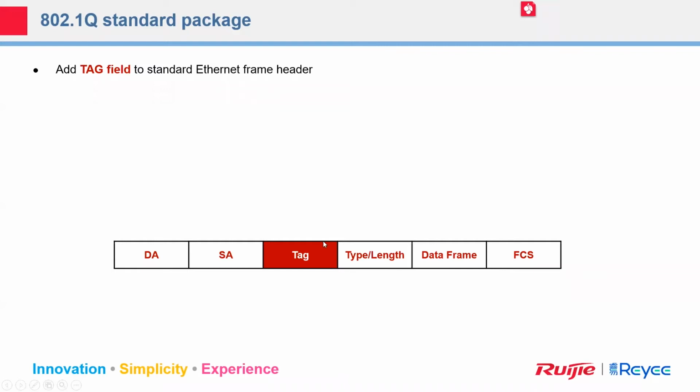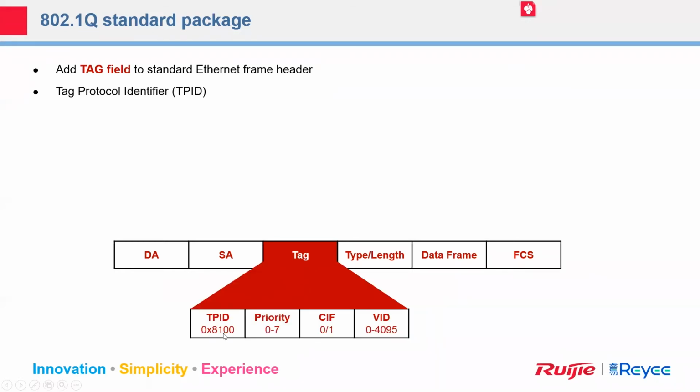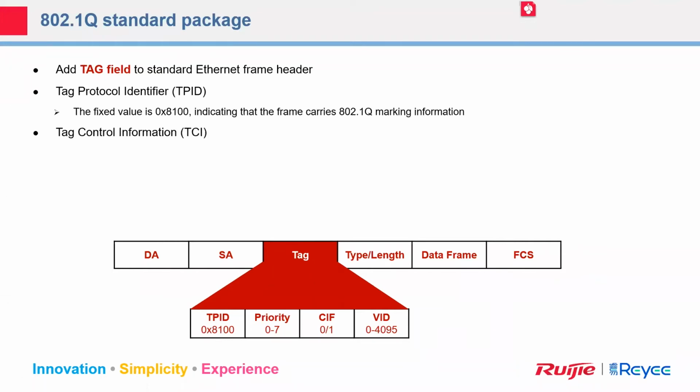If we add the tag, it will be located in the layer 2 header. And what's the information here? We have several parts. The first one is the TPID. This TPID value is fixed. The value is 8100. And the next part is the TCI. And about the TCI, we have 3 parts. The first one, VLAN ID.